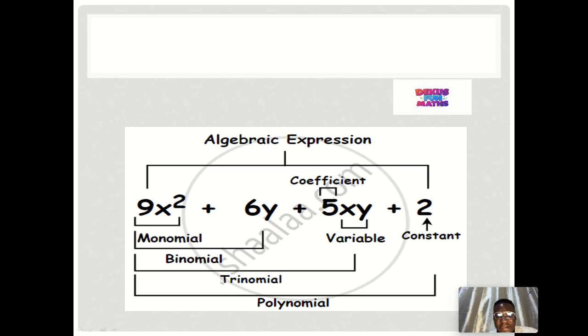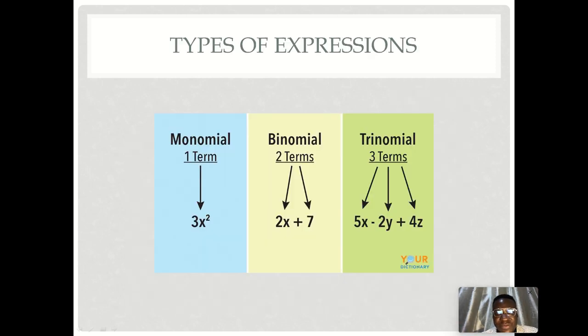Also, we have the trinomial. The trinomial starts from 9x squared plus 6y plus 5xy. That is three terms. Trinomial, three terms. And the last one is a polynomial. All the expression from the start to the finish is called a polynomial. Therefore, that is the various types of expressions that you may be faced with. So, monomial, just one term. Binomial, two terms. Trinomial, three terms.